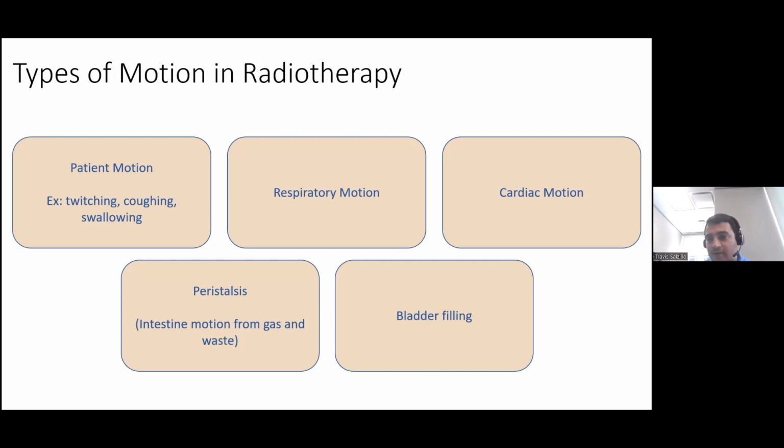That, and this last aspect of motion, bladder filling, is a very similar thing, especially in GU patients when you're treating prostate or kidney, or in GYN patients when you're looking at cervical cases. Bladder filling actually affects the distribution of the organs and the target in some cases. And so that's something that we also have to take into account when we're treating these tumors.